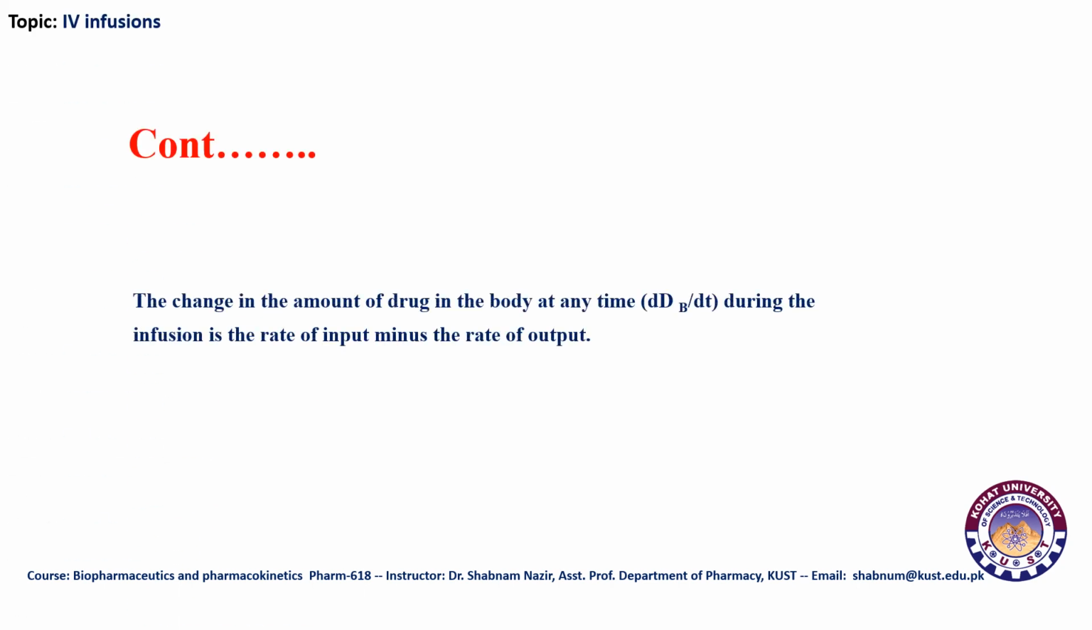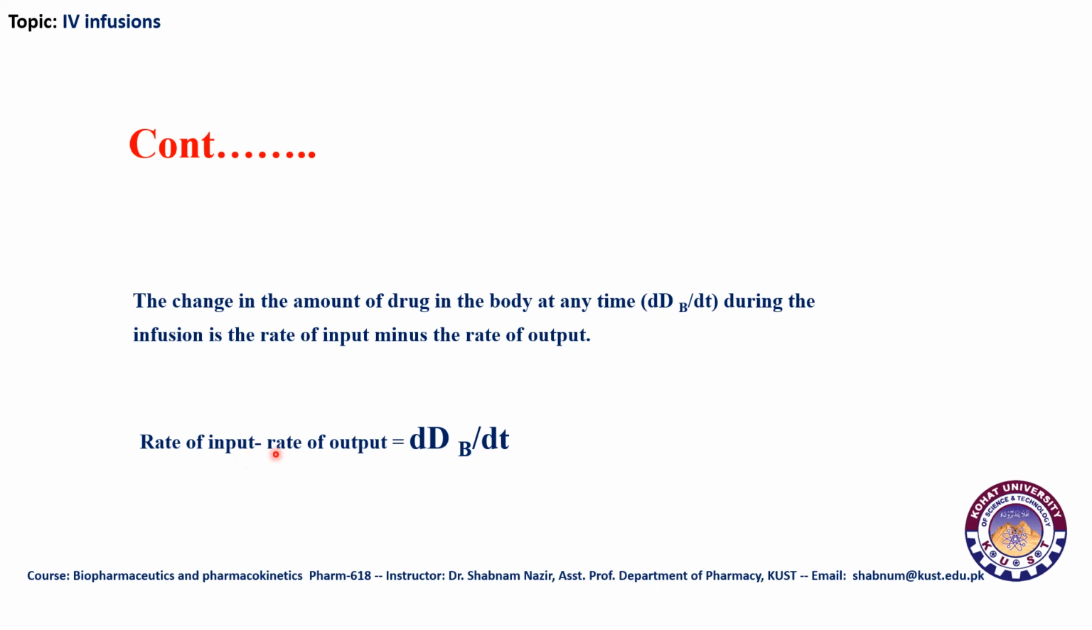Okay, but when we see the same situation, the change in the amount of drug in the body at any time, d is again showing the change, it is the amount of drug per dt, that is the unit time, during the infusion, is the rate of input minus the rate of output. So it is a steady state when both rates are equal, but before that these rates are not equal, and this change in concentration before the steady state level at any time point can be obtained easily by subtracting the rate of output from the rate of input.